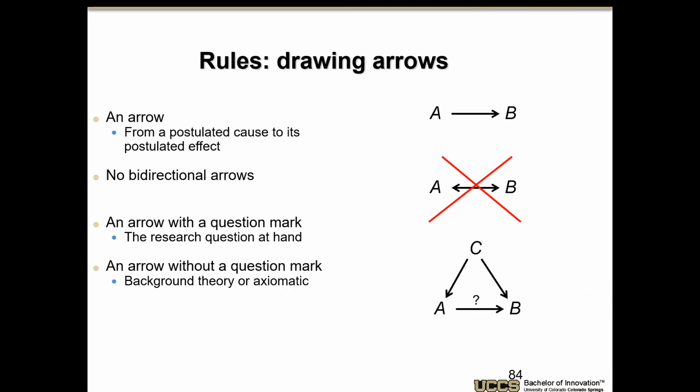We have this idea of an arrow with a question mark, which means that's our hypothesis. We want to try and do that. And whether or not that occurs will depend on our theory and our axiomatic stuff and what we're trying to do.